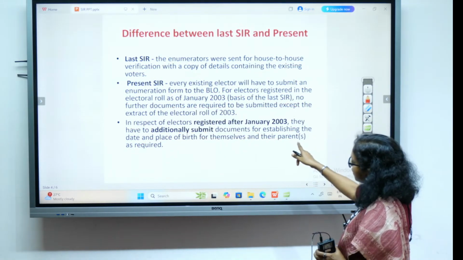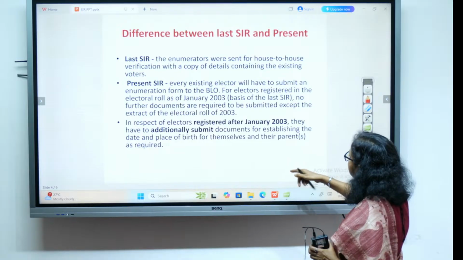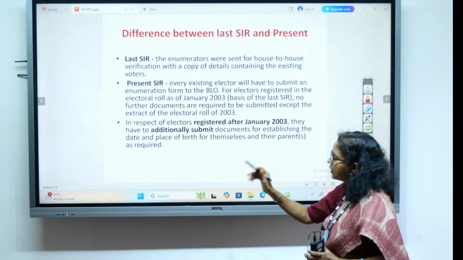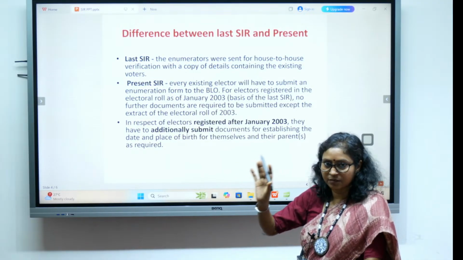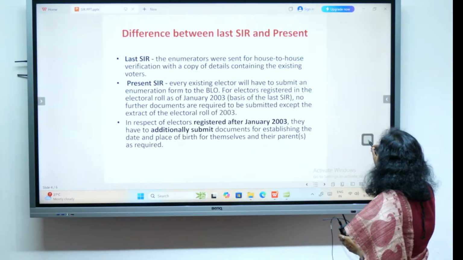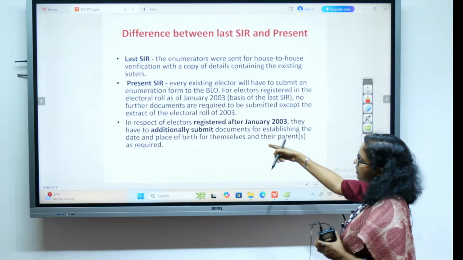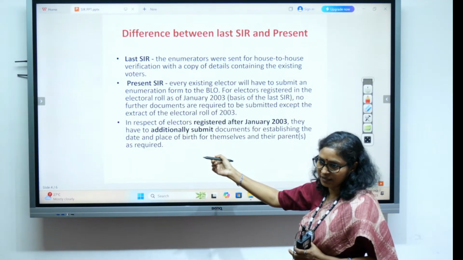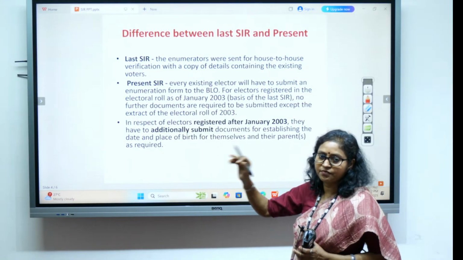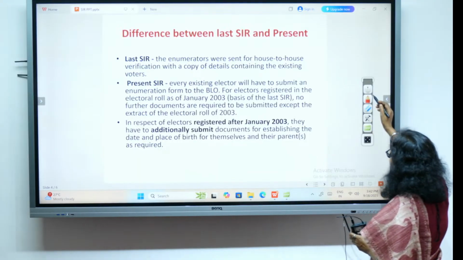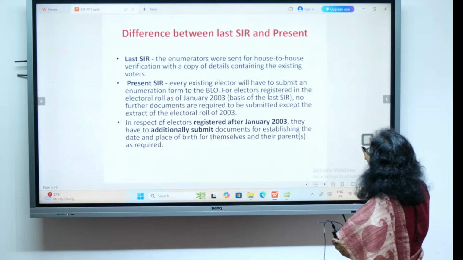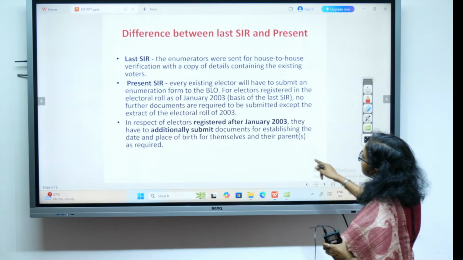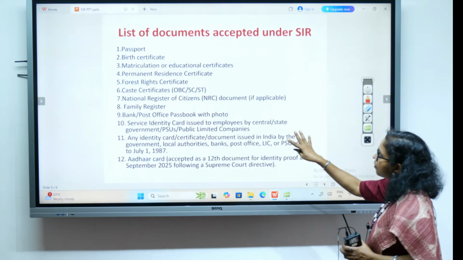So I hope you got the problem. The main problem is establishing the date and place of birth for themselves and their parents, which also relates to ordinary residence. So those who are migrants may face trouble. So these are the list of documents.